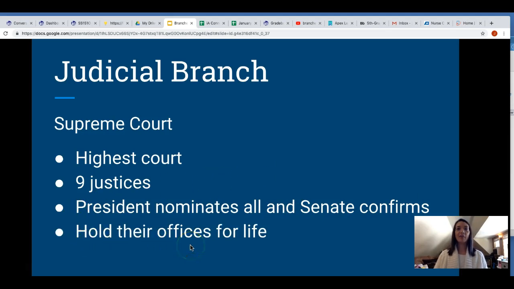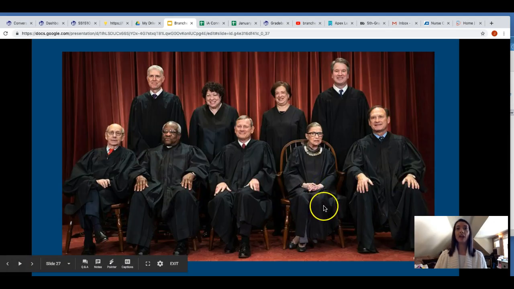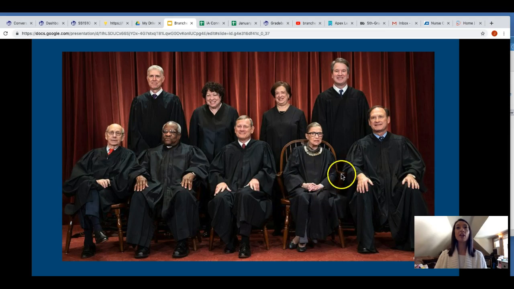Okay. As with federal judges, the Supreme Court justices hold their offices for life. And these are our current Supreme Court justices. Maybe some of you in social media know a little bit about Ruth Bader Ginsburg. She's kind of got her own hashtag and her own following, so you might know a little bit about her. She's one of the oldest on the Supreme Court. And this is the newest person on the Supreme Court.